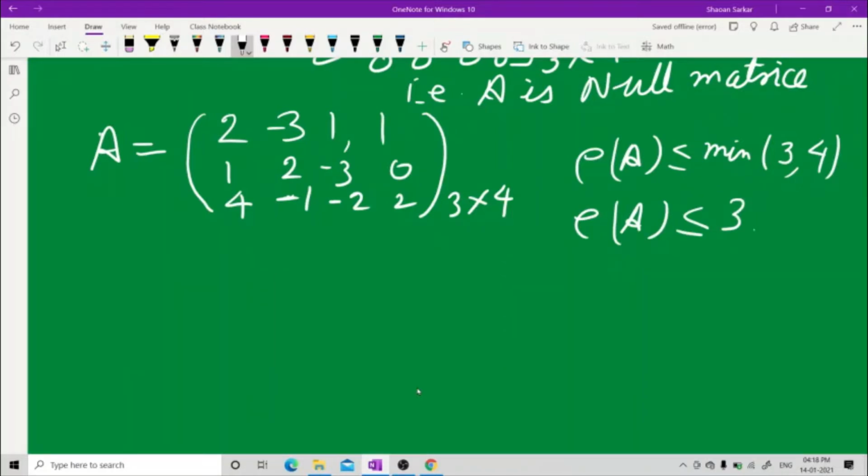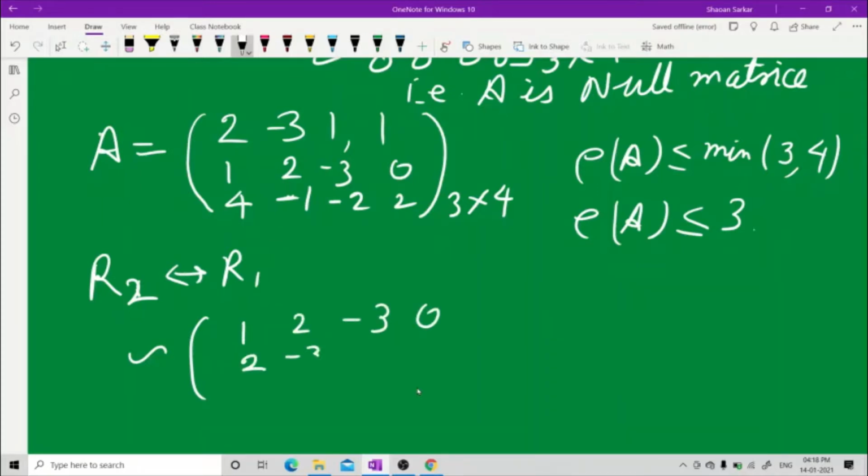Now we will see row operations. The first row operation is R1 and R2 are interchanged. That means this becomes 1, 2, minus 3, 0; this becomes 2, minus 3, 1, 1; and 4, minus 1, minus 2, 2. Now I'll try to make these entries 0, that means I'll try to have a pivot in each row.